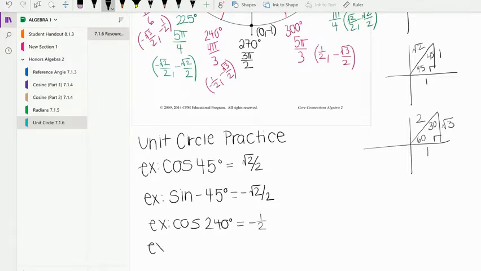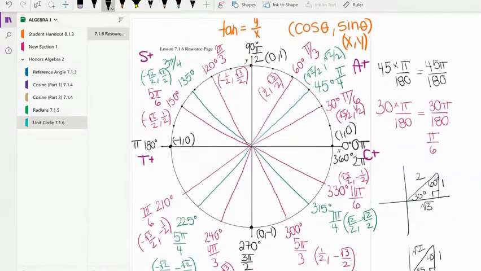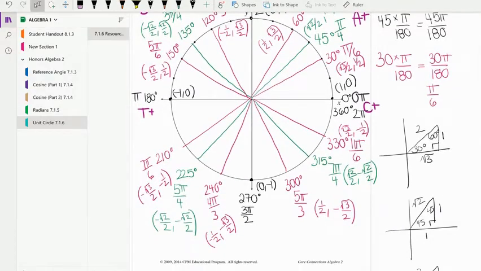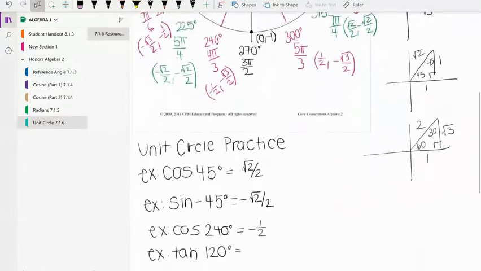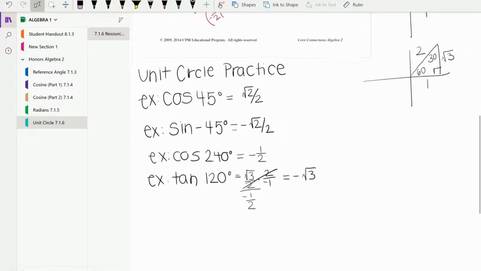Now we'll look at tangent. So remember, tangent is y over x or sine over cosine. So tangent of 120, so I'm looking at 120, and I didn't write in that point for some, oh, no, I did. So it is root 3 over 2 divided by negative 1 over 2. So I can multiply this by 2 over negative 1. Those 2's cancel, and we end up getting negative root 3. So that's how you would do tangent.